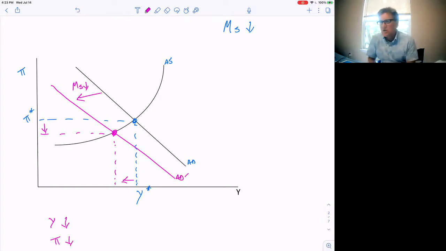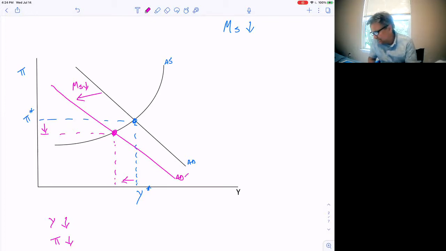And this graph makes it look like they're happening at the same time. That may not be the case. Output seems to adjust very quickly, up or down. Inflation and prices, especially inflation, seem to adjust slowly, not at the same time. So output might drop quickly in the next few months, but it may take a few years before we see the change in inflation.